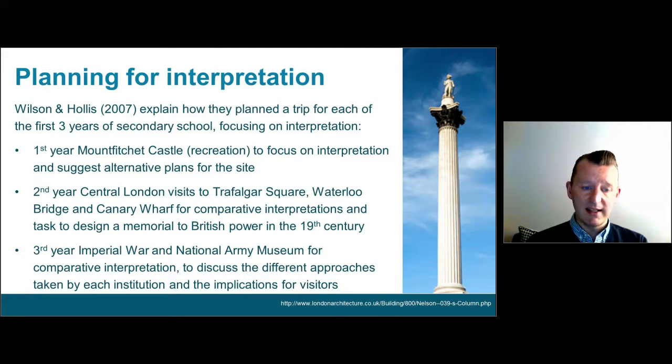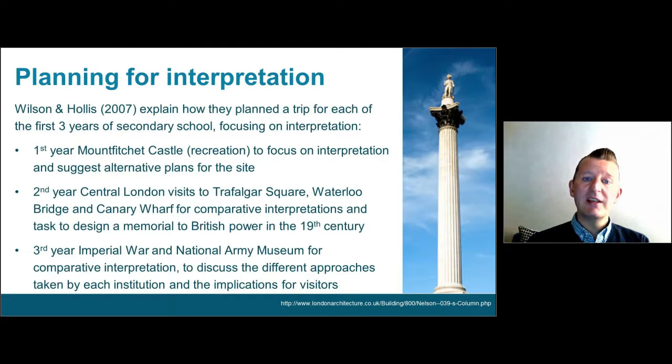And then the third visit, a year later, is to two contrasting military museums, the Imperial War Museum and the National Army Museum. And there the students are looking at how the curators have constructed interpretations, have pieced together their collection in very different ways. And the children are encouraged to talk about the different design approaches adopted in each of the museums, and then to talk about the implications for the visitors, what kinds of messages are foregrounded in each approach, and then to make recommendations as to the kind of museum collections that they would want to display and how they would want to display them.